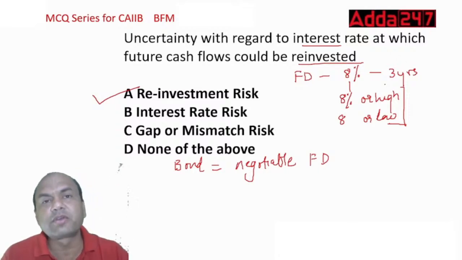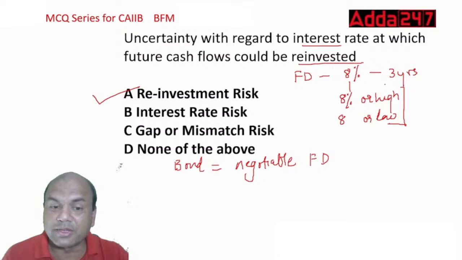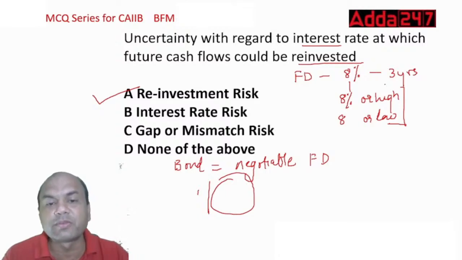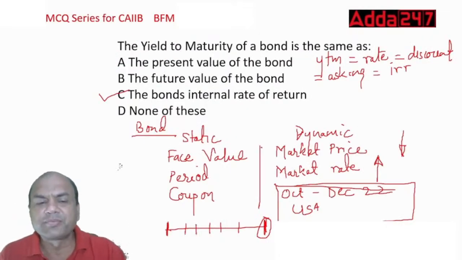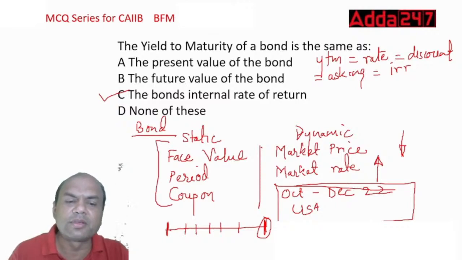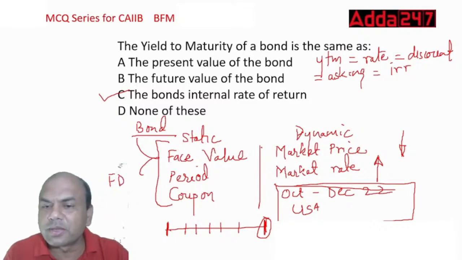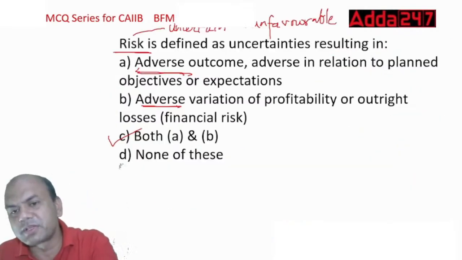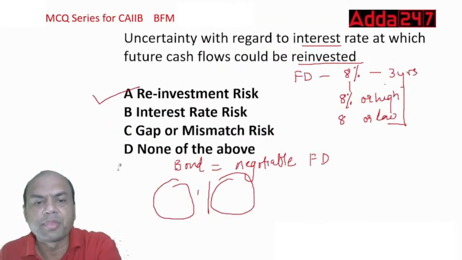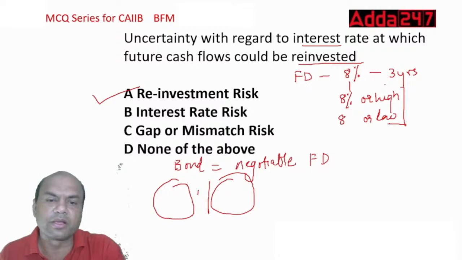But a bond is slightly different from an FD. That's why, what did I say? Those three elements, static and dynamic. These dynamic ones are bonds. That is the difference between bond and FD. Otherwise, these three terms, the static ones, are the same as those of the FD, isn't it? For these three terms, bond and FD are both the same. This is the only part which changes in bonds. Bond changes because of this. This is not available in FD. So that's why bond equals negotiable FD, isn't it? Got it? So, where were we? Yeah, over here. So, reinvestment.